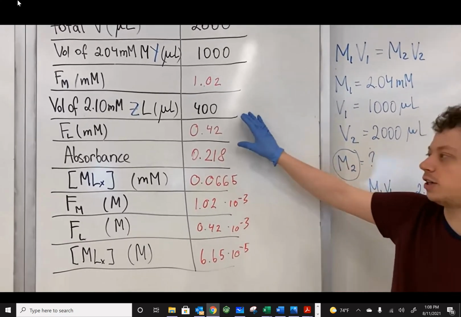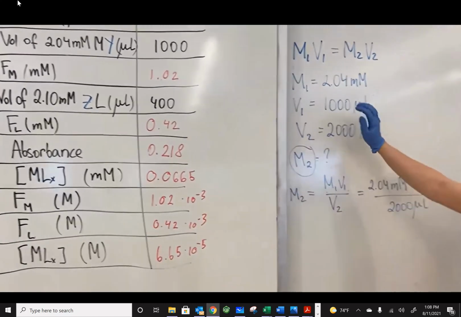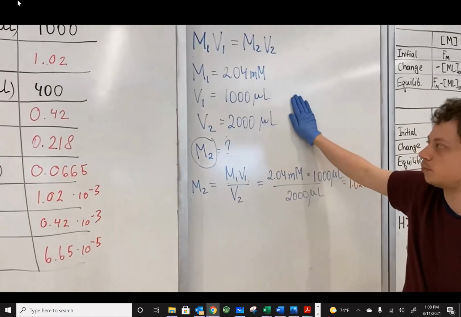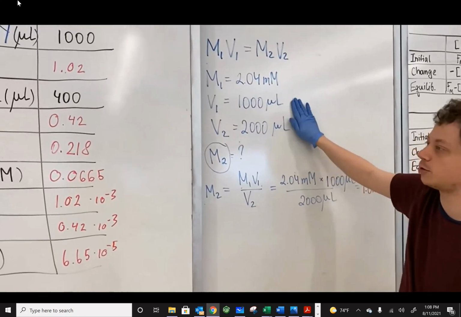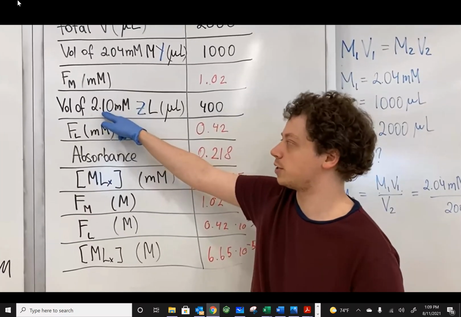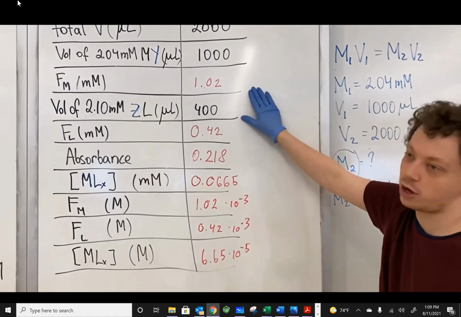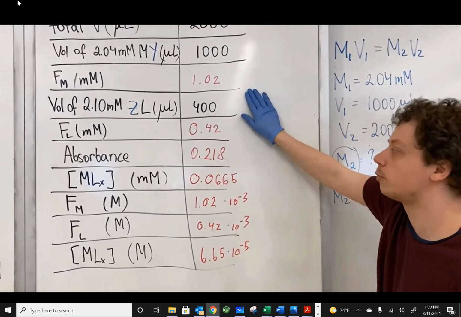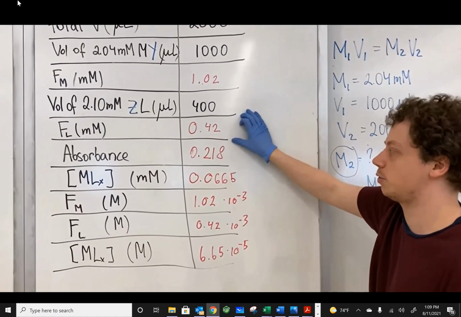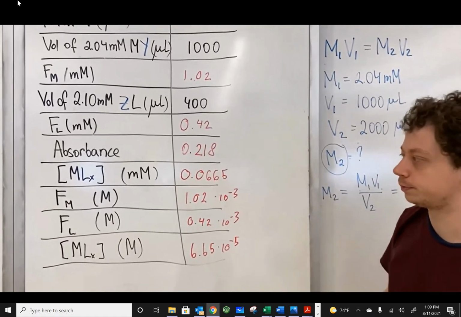Now, the way you calculate the formal concentration for the ligand is the same way as we demonstrated for the formal concentration of M. You just have to change your M1 and your V1 to correspond to the M1, 2.01 millimolar for the ligand, and the V1 that you use in each particular test tube. For test tube 2, when you do the math, we came out with 0.42 millimolar.